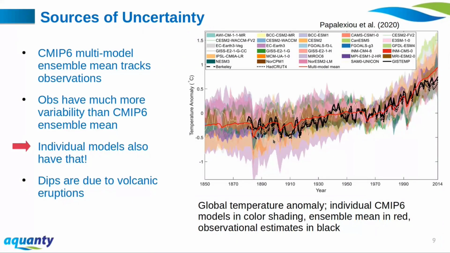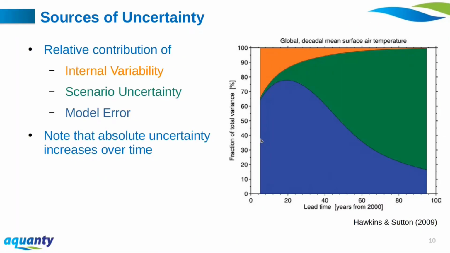So what sources of uncertainty are there? There's this internal variability, that's natural variability, that's essentially these jiggles that you see in the observations as well. And the climate models have that too. And I'll talk actually quite a bit more about that. There are two other major forms of uncertainty, and that's scenario uncertainty. So that's related to these SSP scenarios. And then there's model error. And this on the right-hand side is a figure of sort of the relative contribution of these different sources of uncertainty to the overall uncertainty at different lead times.